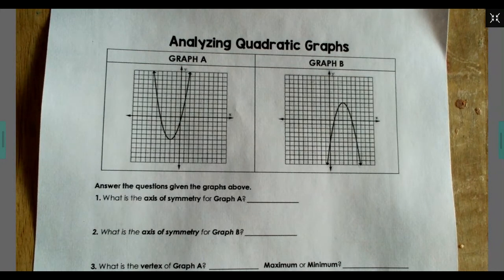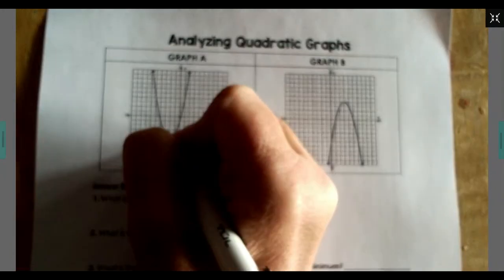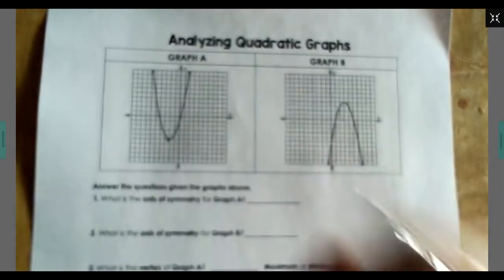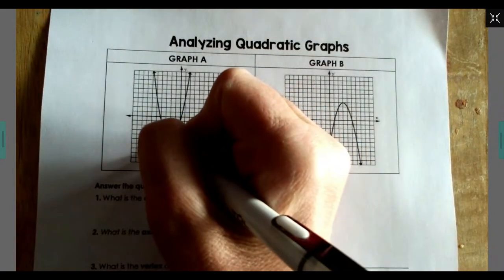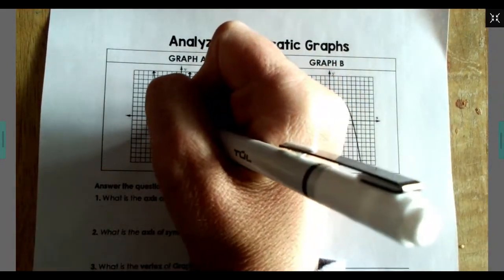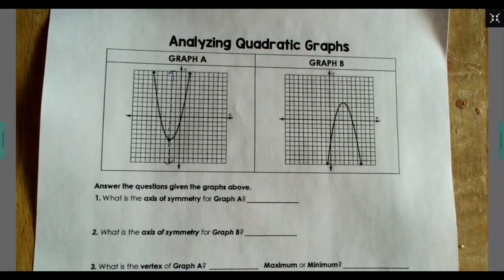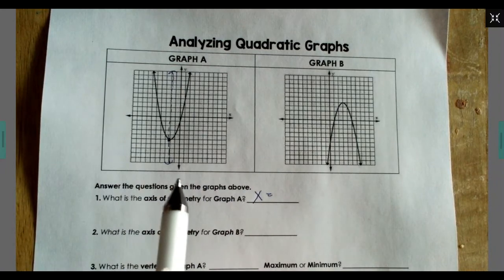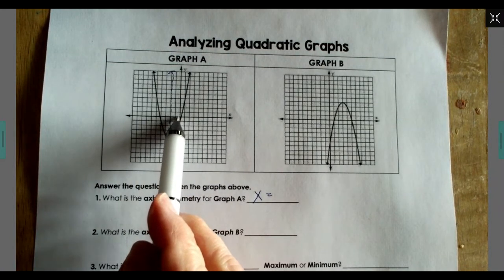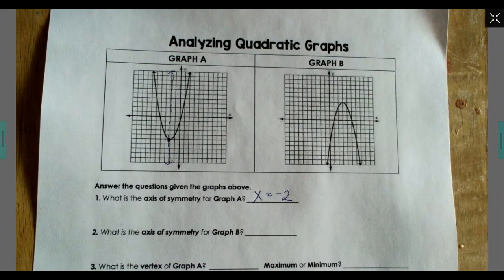Now it says, what is the axis of symmetry for graph A? Well, to find the axis of symmetry, remember, we find the vertex, which is that point right there, the lowest or highest point. And the axis of symmetry is the equation of the line that goes through that. So that would be this right here. That's going to be x equals whatever the x value is of that point, and that goes over 1, 2, so x is equal to -2. So that is the line that goes through the vertex, your highest or your lowest point.